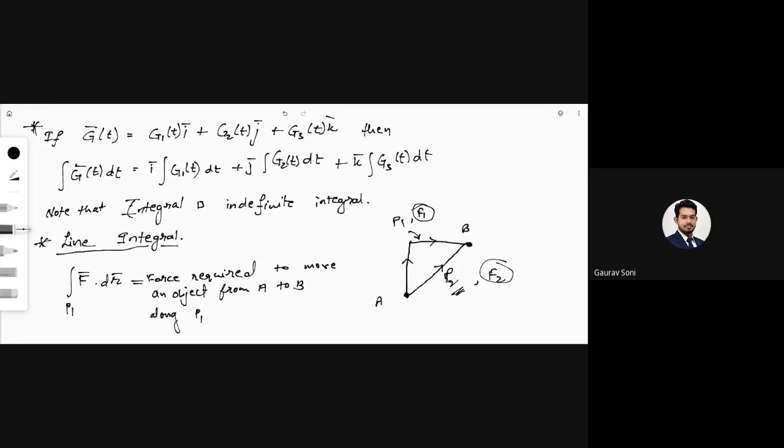So I hope this is understood. What is the line integral? We are going to integrate over a given path. A line or a path will be given to you, and over that I will have to integrate. In our usual integration, we have an interval over which we are integrating. But in this case, there is no interval. You are integrating over a path which is in two-dimensional space.